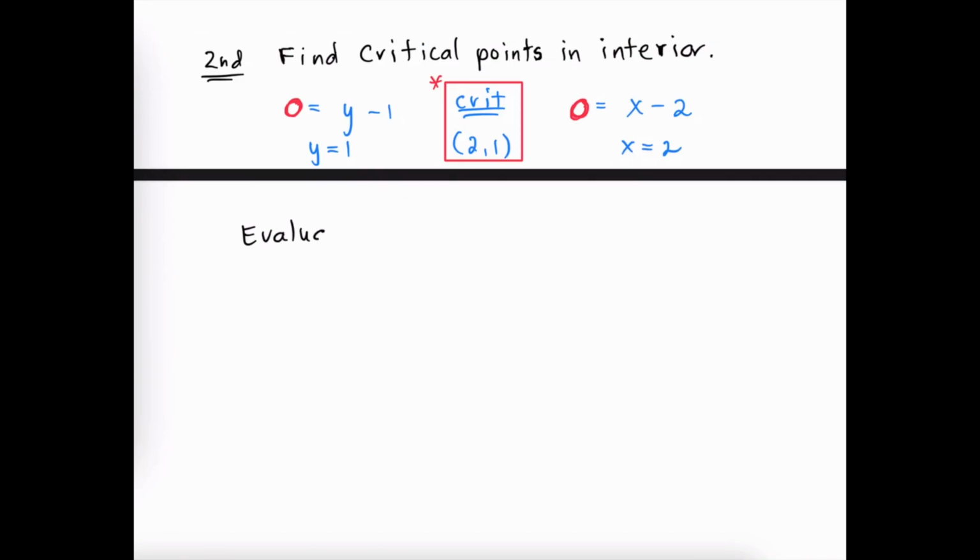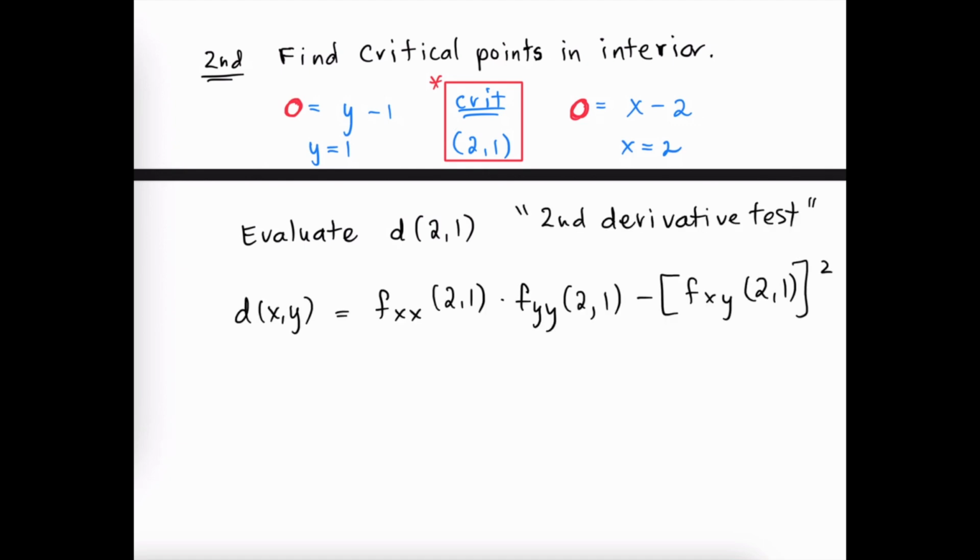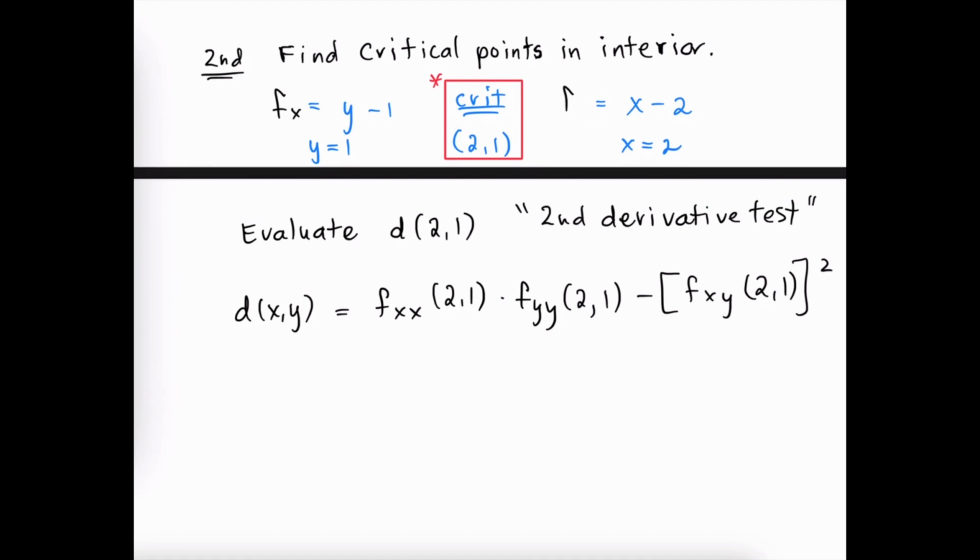Now, we are going to take any critical points from the interior and evaluate the second derivative test at the critical points to determine whether they're maxes, mins, or saddle points. So let's come back up here and remember that this was our first partial with respect to x. This was our first partial with respect to y.